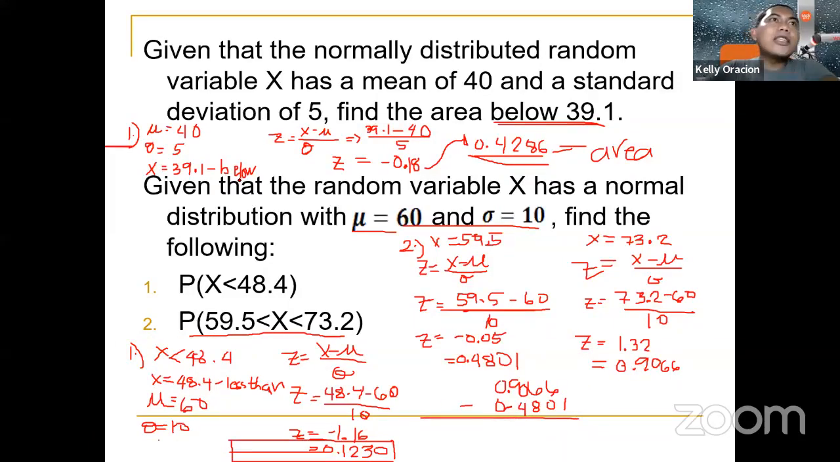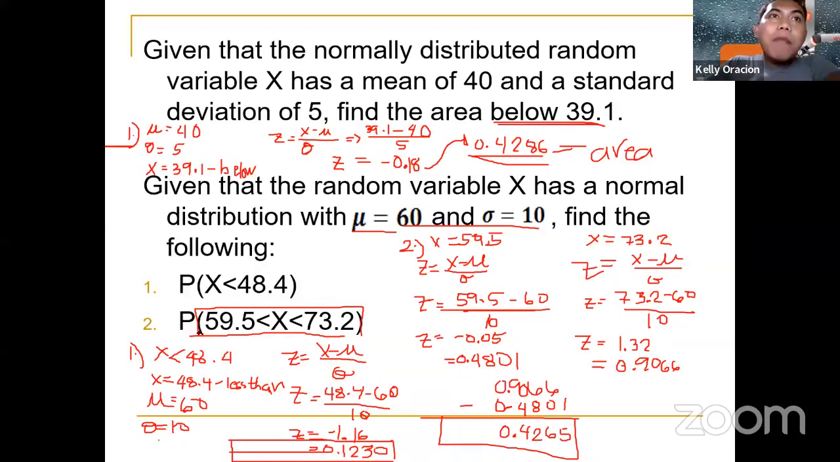What is the answer? 0.4265, sir. The answer is 0.4265, and that is the correct answer. This is now the probability that the random variable x is greater than 59.5 but less than 73.2.